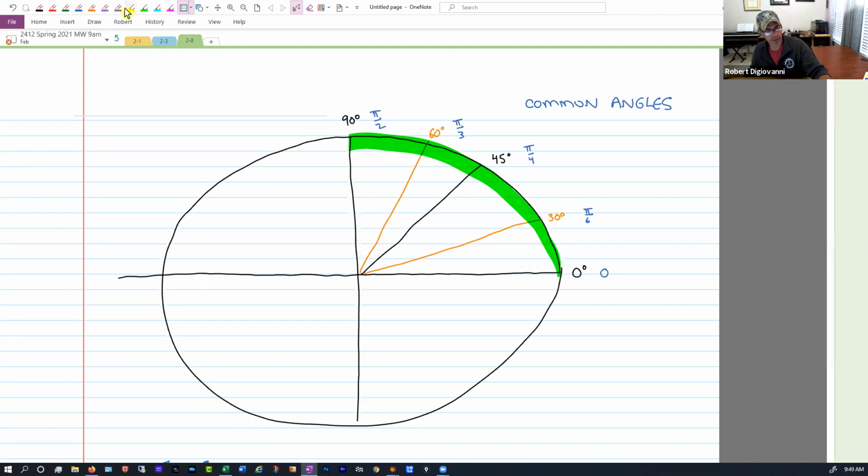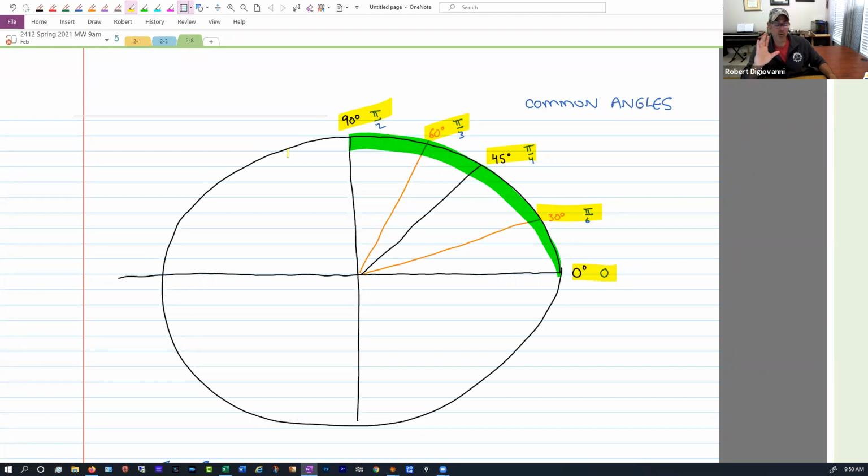But does everyone understand? How many angles do we have here? We have 1, 2, 3, 4, 5. So we have 5 angles, and we need to know all 6 trig function values at each of the 5 angles. So we need to know 30 different values, and we have to have them here. Not on a calculator. We need to have them in here.